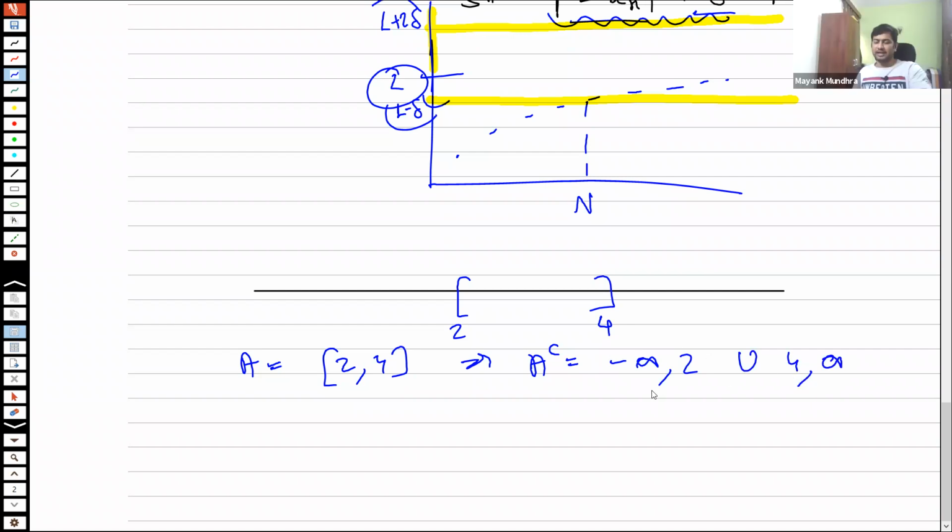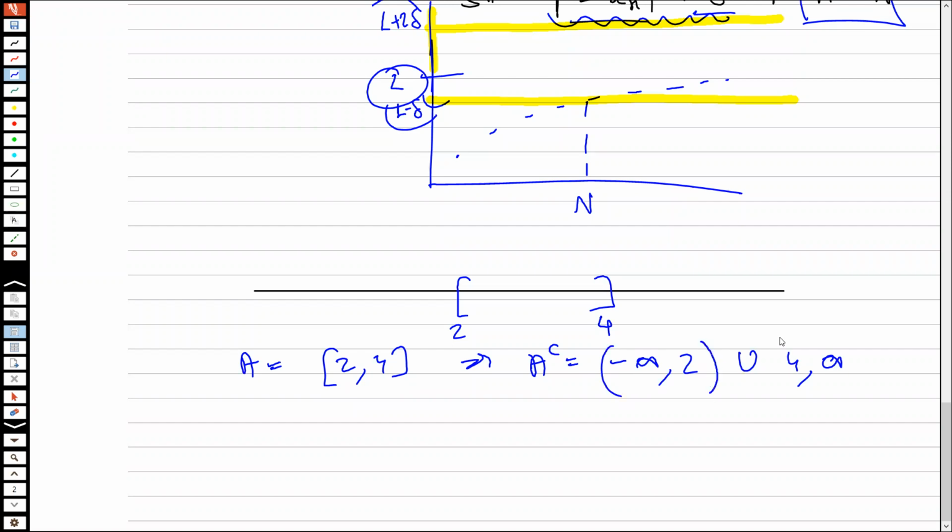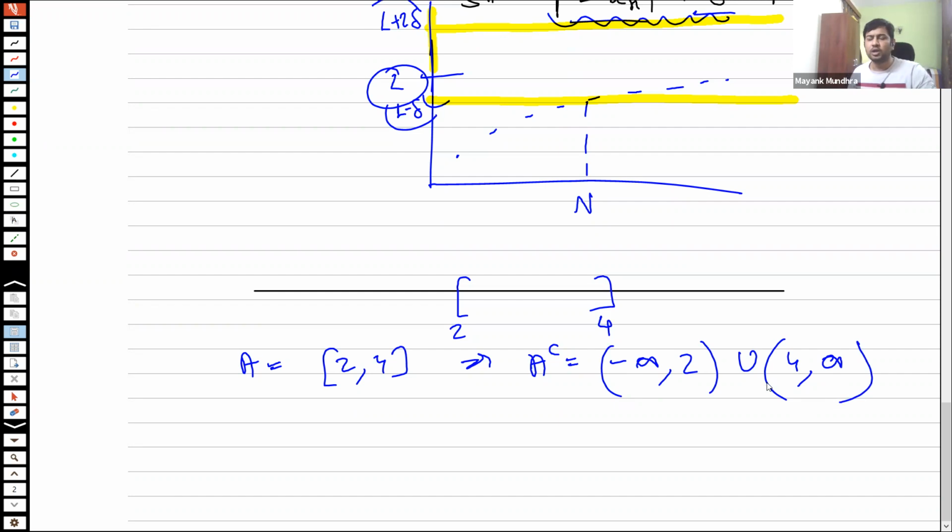Which brackets? Sir, open at minus infinity, open at 2, open at 4, and open at positive infinity. Good job.